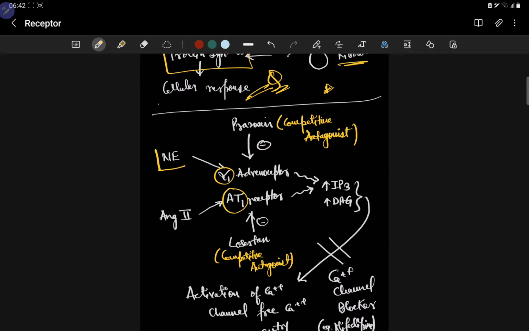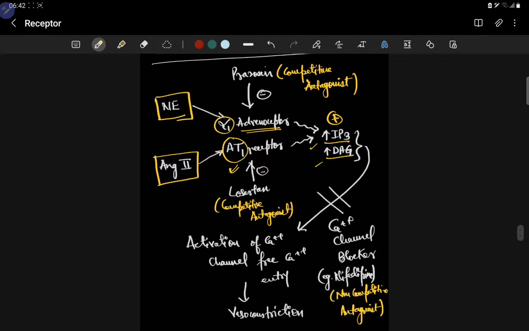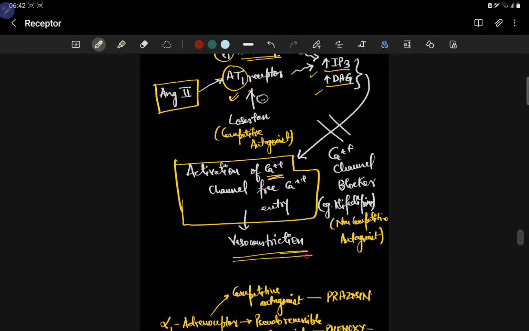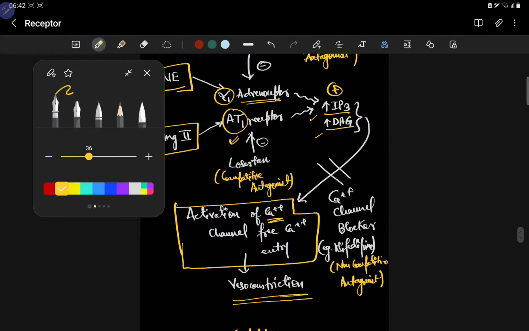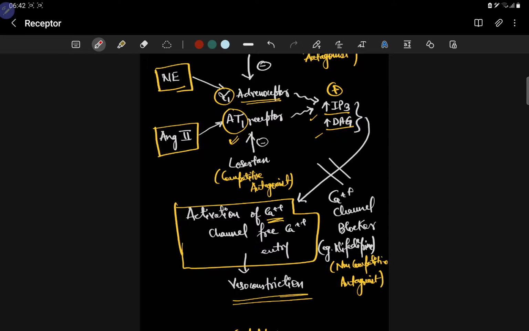Now norepinephrine will act on alpha 1 adrenoreceptor, which stimulates to increase the concentration of IP3 and DAG. Angiotensin 2 will act on AT1 receptor, okay, and it will also stimulate IP3 and DAG, right, and these in turn activate the calcium channel, and there is a free calcium entry, okay, and there is some vasoconstriction. Okay, this is the process which we are seeing.